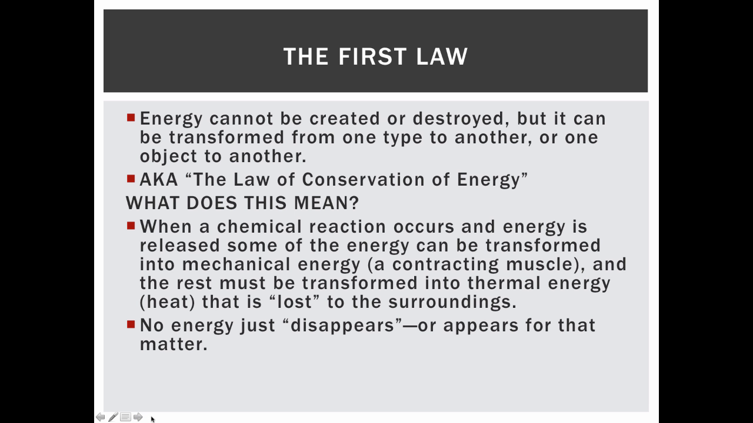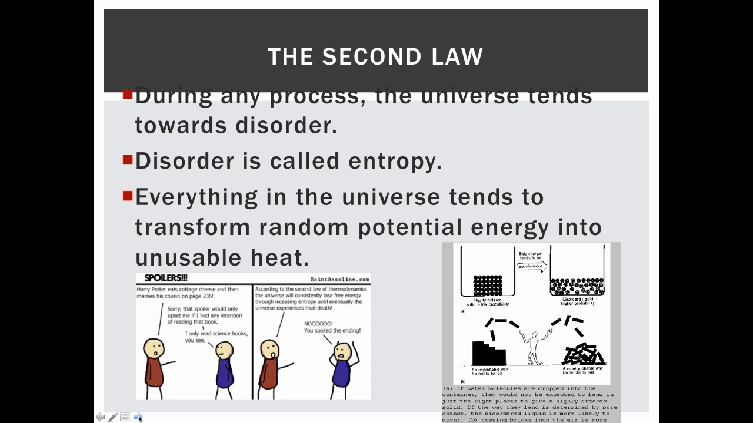So the system is the particular thing that we're studying, and the surroundings is everything else in the universe outside that system. So the first law of thermodynamics is that energy can't be created or destroyed, but it can be transformed from one type to another, or transferred from one object to another. So we also call that the law of conservation of energy. And all that means is that when a chemical reaction occurs and energy is released, the energy has to go somewhere. It can't be destroyed. So the energy either is transformed into mechanical energy, it's transformed into thermal energy, or it's trapped in new chemical bonds, but it can't simply disappear.